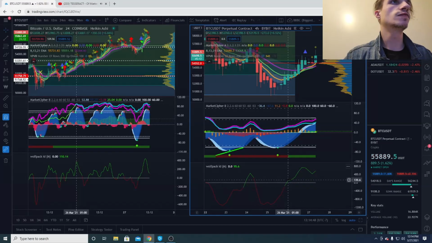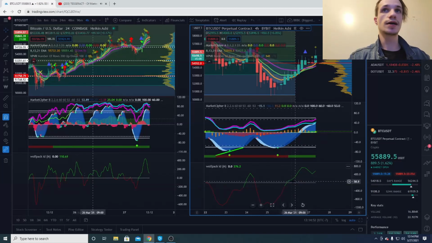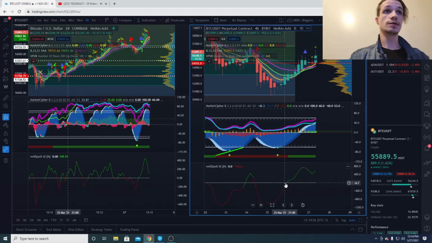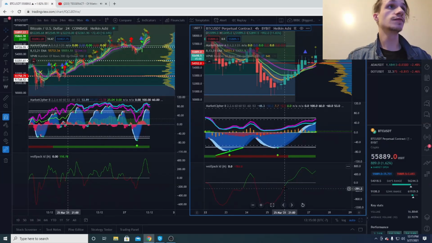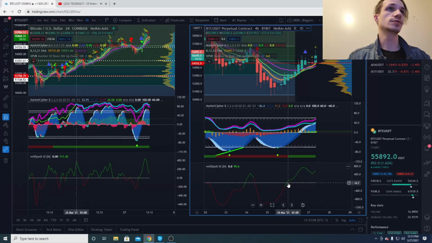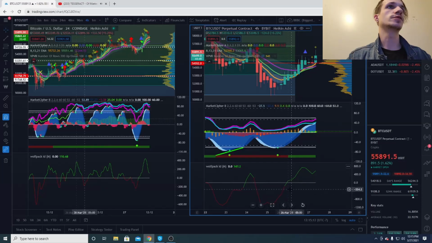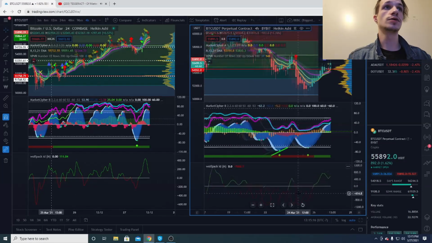You want to wait for your Wolfpack or your RSI, whichever one you want to use. If you're using your RSI, you want to wait for it to cross the 50 line. And if you're using your Wolfpack, you want to wait for it to go from red to green, or green to red, depending on whether you're shorting or longing, and cross the 0 line, okay? So we have our first confirmation, and then we have our second confirmation. All right, our 4 hours looking good, ready to go.